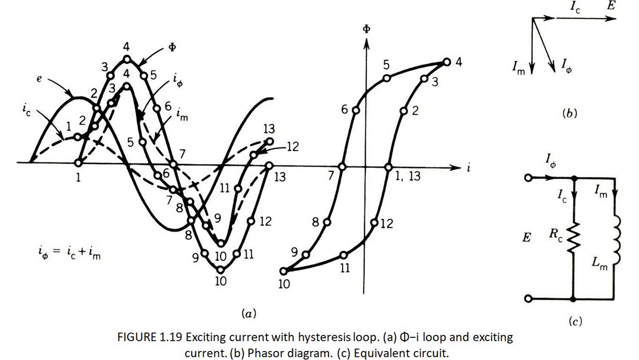The next one is the equivalent circuit. In this equivalent circuit, E is the reference voltage, IM is the magnetizing current, then the change in flux, that means the phi current value, the resultant current value. In the magnetic circuit, the resistance and reactance combination of the inductance appear in the equivalent circuit.